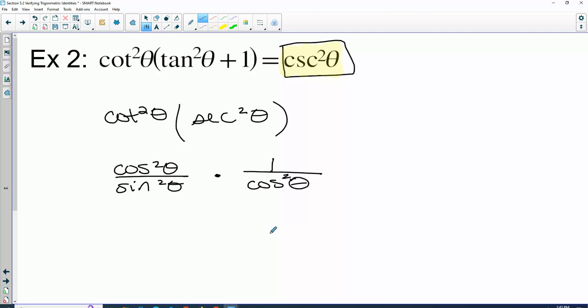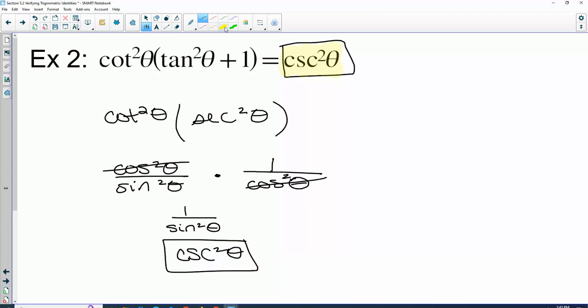What happens here? So we're left with 1 over sine squared theta, and the reciprocal of sine is cosecant, so cosecant squared theta. And we got it. Better than yesterday? Yeah. Okay.